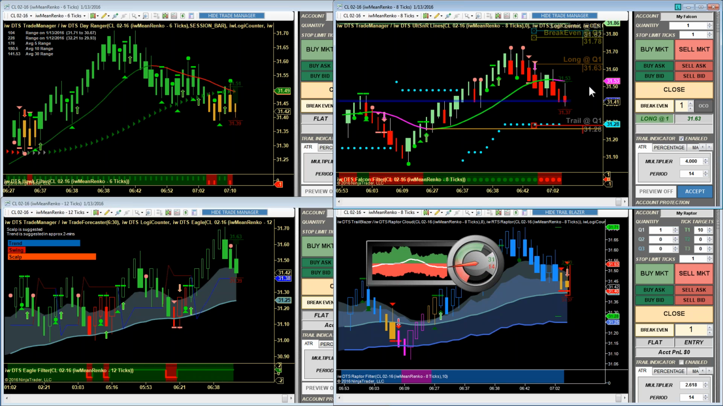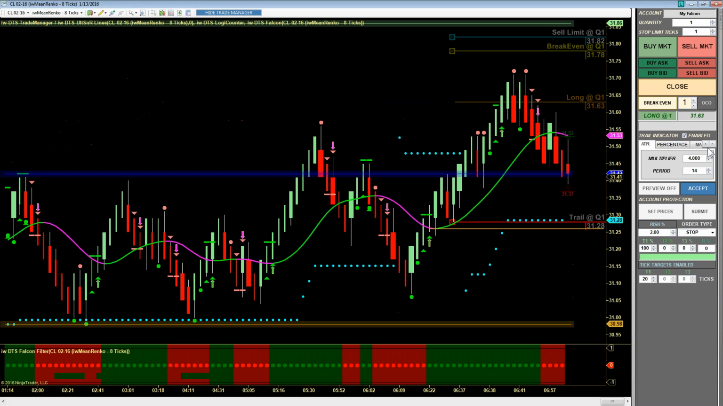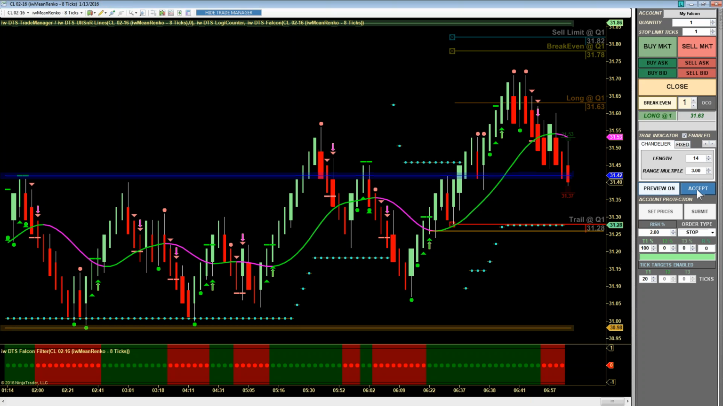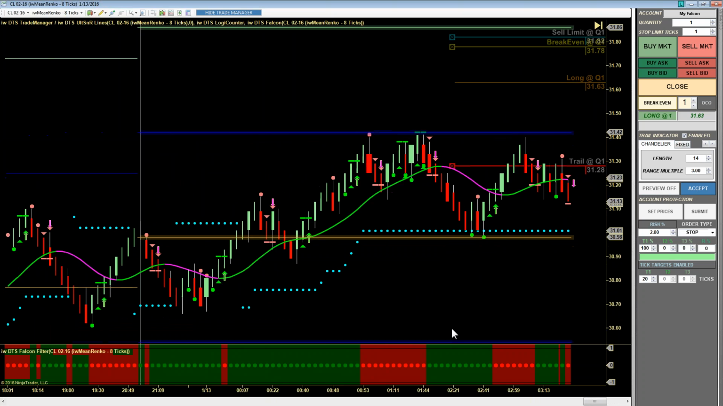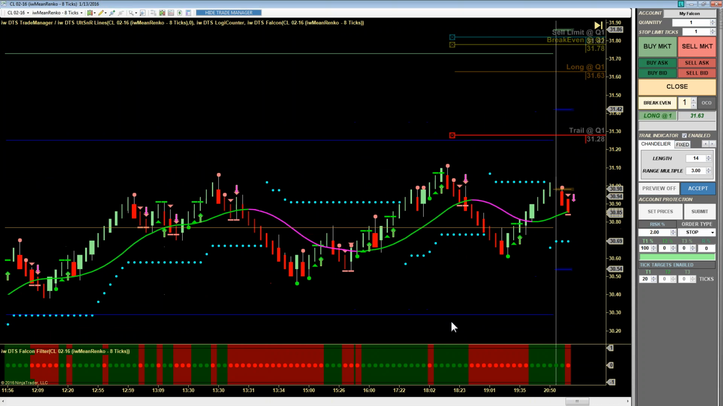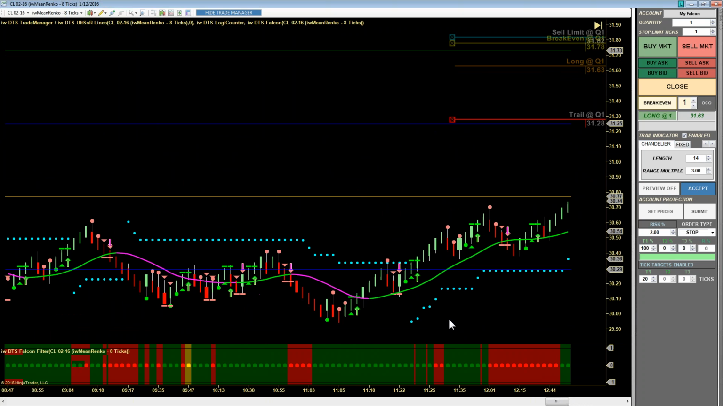Steve's asking, he says, I noticed in your trade manager, one of the stop strategies was called the chandelier. Can you explain what that is? Well, the chandelier is a very conservative stop strategy. Actually, if I turn it on, you can see where the chandelier would have my stops. It's very close to where they are right now. But you can see how the chandelier would have managed the market before. And it's a very conservative strategy.